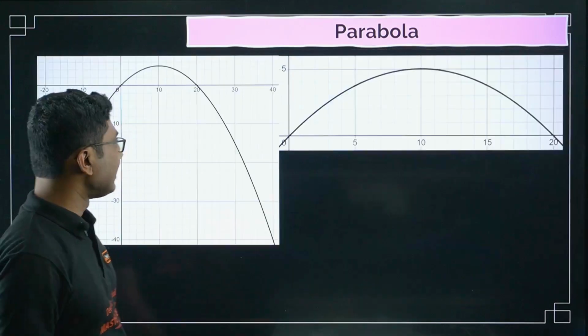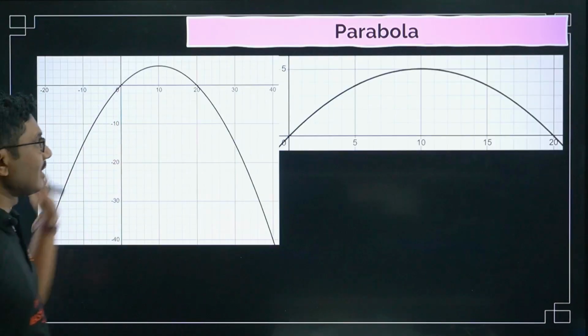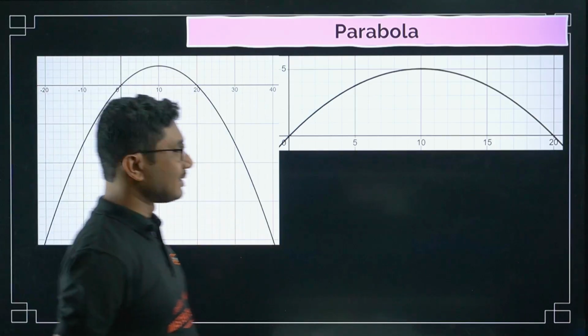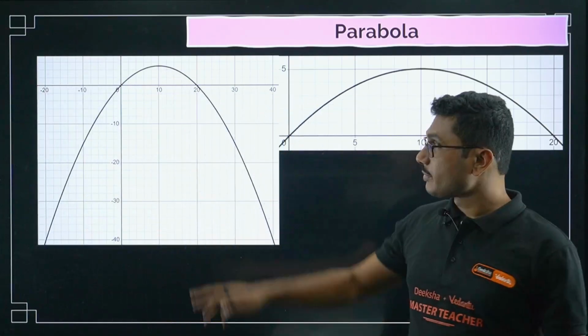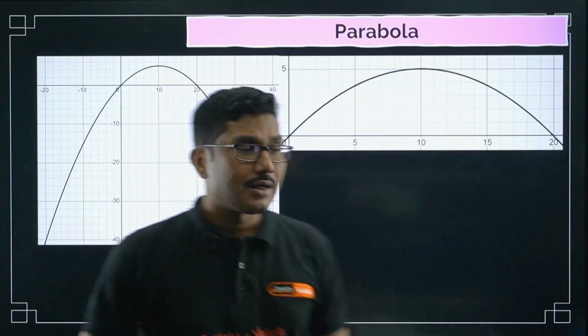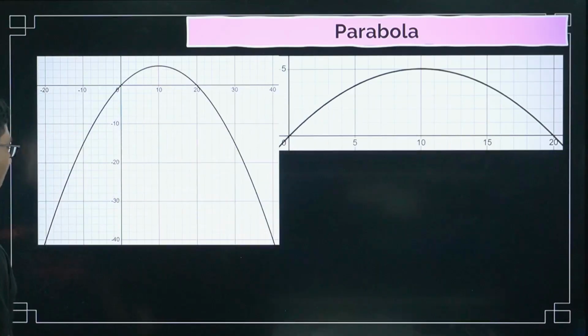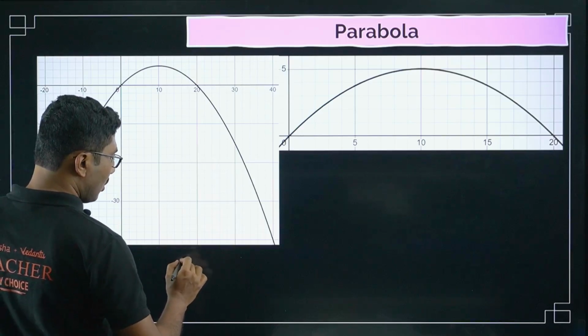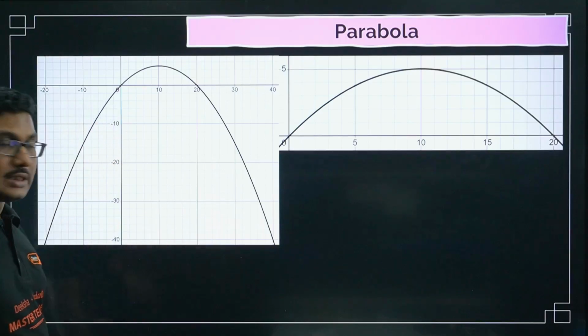Another parabola that we are interested in is the general parabola. This does not necessarily have to pass through the origin. It may not start from the origin. It can be a general equation of a parabola. Now, what is the general equation of a parabola? One of the coordinates will be in square form.